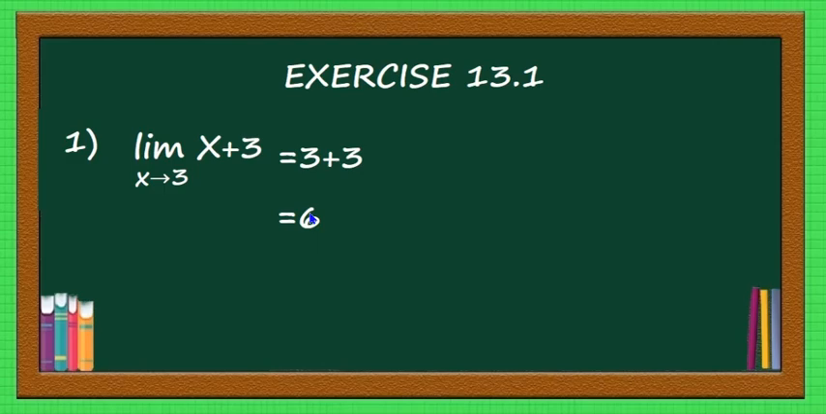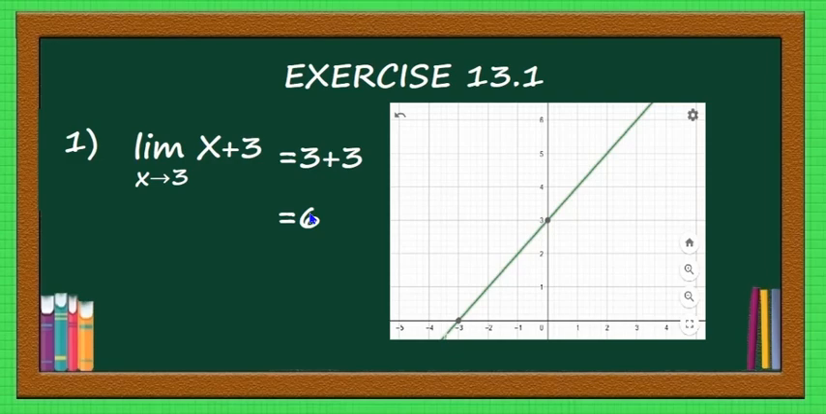Now let us discuss using the graph of the function. You can observe the graph of the function y is equal to x plus 3, which is a straight line. And as x approaches 3 from either the right side of 3 or the left side of 3, f of x is approaching 6. This is the meaning of the limit as x approaches 3 of x plus 3.